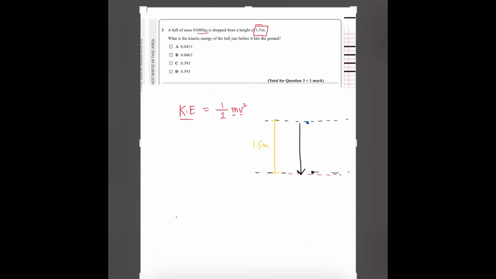So at the level of the ground, just before it hits the ground, the KE is basically equal to the GPE. The kinetic energy is equal to the gravitational potential energy. So the formula of gravitational potential energy, GPE, is equal to m into g into h. So the value of m is 0.040, g is 9.8, and height is 1.5. So the answer comes as 0.59 joules. So the answer to this question is D.